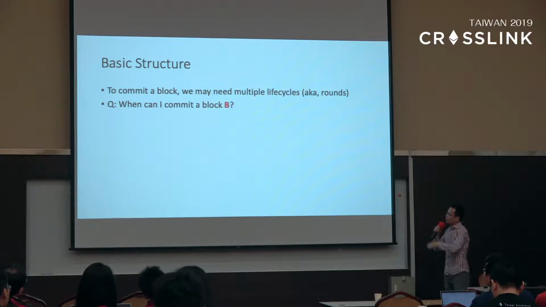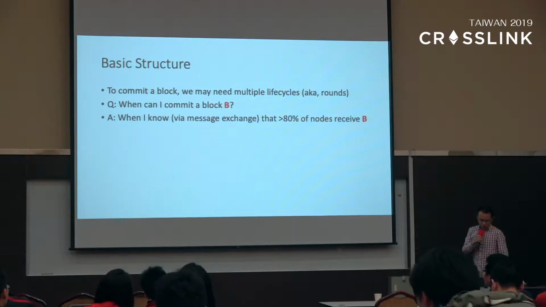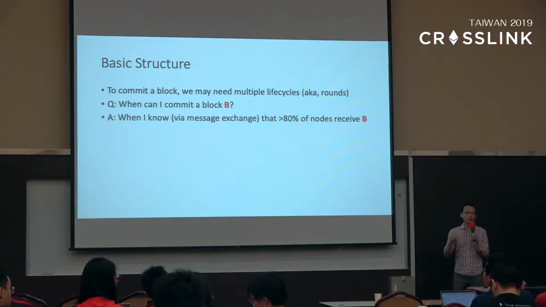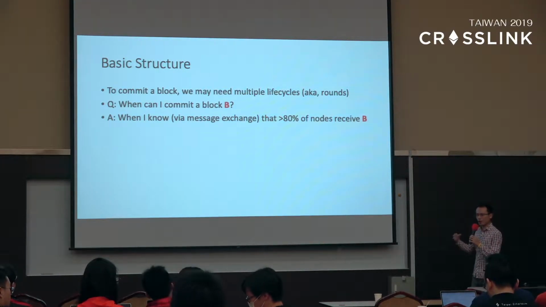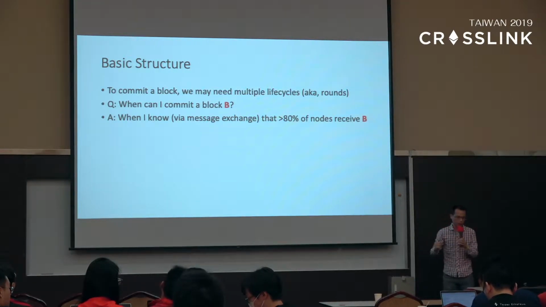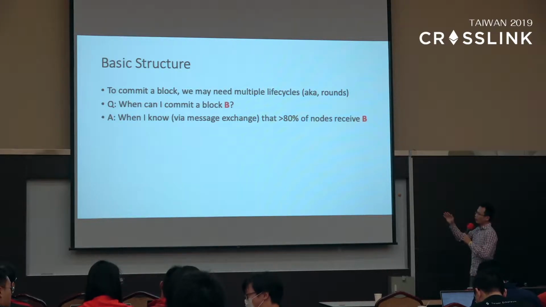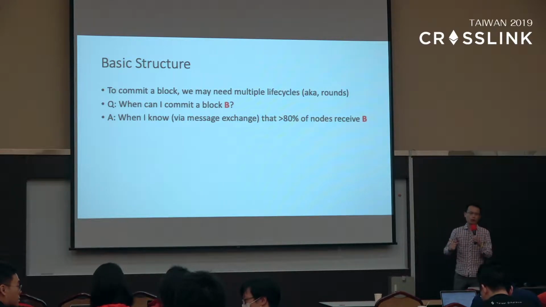So you can think about this question. So when can I commit a block? Okay. So the answer and the magic number here is that when I know that more than 80% of nodes have received the same block, then I can commit a block. Okay. So here the magic number is 80%. Okay. So after the peer review process, if you know that more than 80% of nodes have received the same block, then you can commit the block.